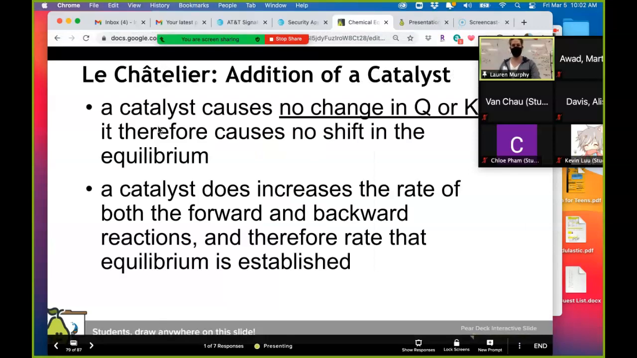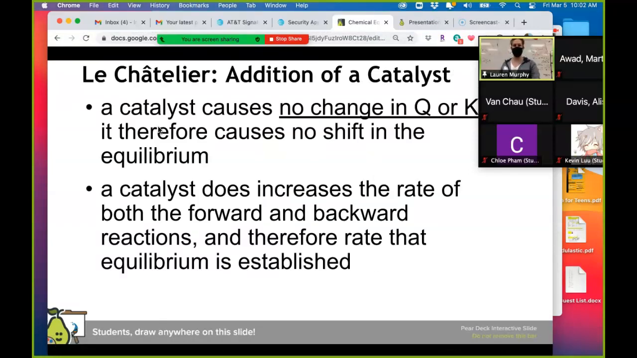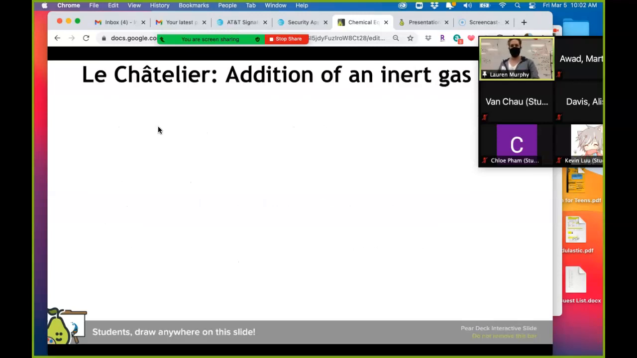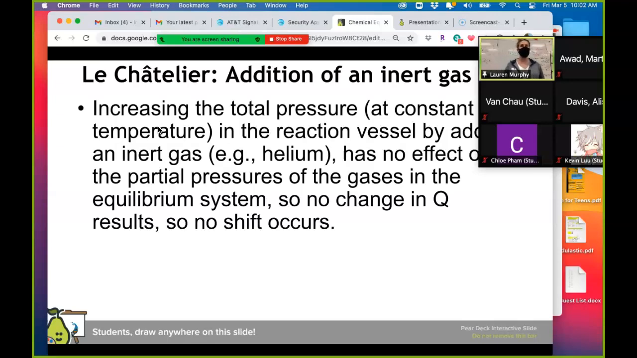Okay. So the addition of the catalyst does not cause a shift in equilibrium. And then addition of an inert gas. Now, the word inert means unreactive. So your noble gases are often referred to as inert gases because they're really stable and they don't react.